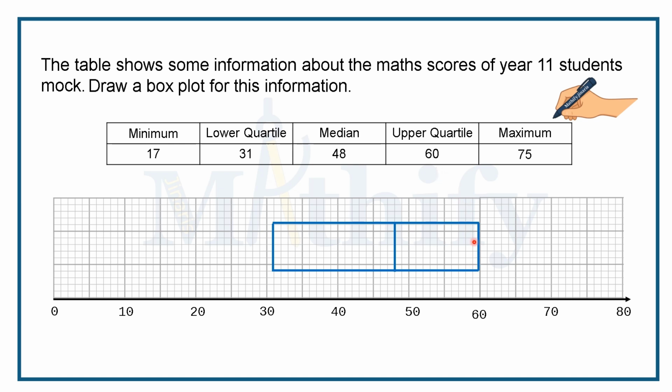So as we can see, 60 is our upper quartile, the median is 48, and our lower quartile is 31. Maximum value is 75, we join them together. And lastly, our minimum value is 17. And join them together. And that is your answer to the exam style question.